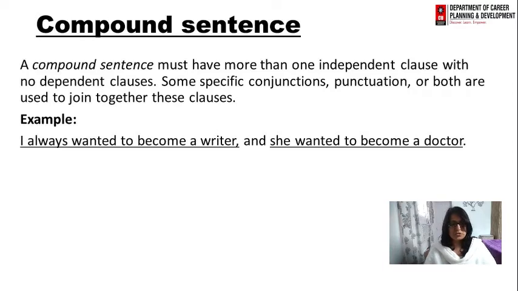So there are two clauses here. I always wanted to become a writer. This is an independent clause. She wanted to become a doctor. That's also an independent clause, but they're both joined with "and" and also a punctuation, that is a comma. So two independent clauses, as in two verbs.